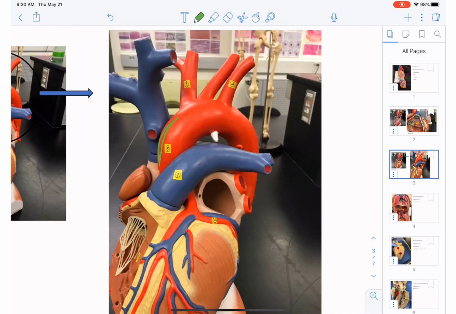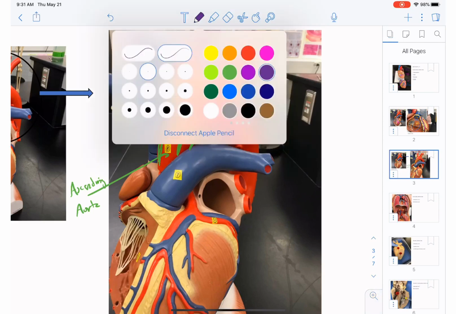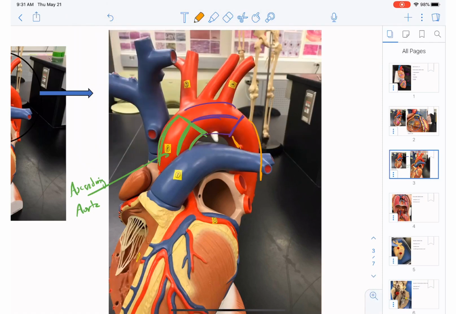Okay, what about this vessel? That's the biggest, baddest vessel that's coming out of the heart. That is part of the aorta, and specifically, it's the ascending aorta. So you have the ascending aorta, then you have this section right here, which represents the aortic arc. And then below that, you have the descending aorta.